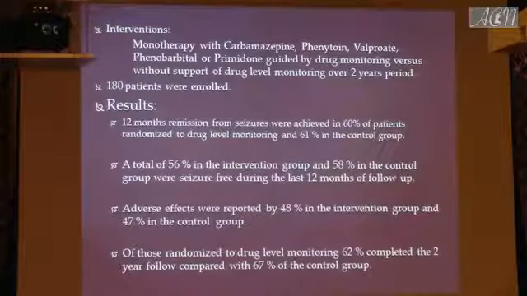What did they do? They gave the patient a monotherapy, carbamazepine, phenytoin, dipakine, phenobarb, or bromidine, guided by drug monitoring versus without the drug monitoring. And 180 patients were enrolled. They found the following: 12-month remission rate from seizure was achieved in 60% of patients randomized to drug level, and in 61% of patients who were not randomized to drug level. A total of 56 in the intervention group and 58 in the control group were seizure-free during the last 12 months, it was 2 years. And adverse effects were very similar between both groups.